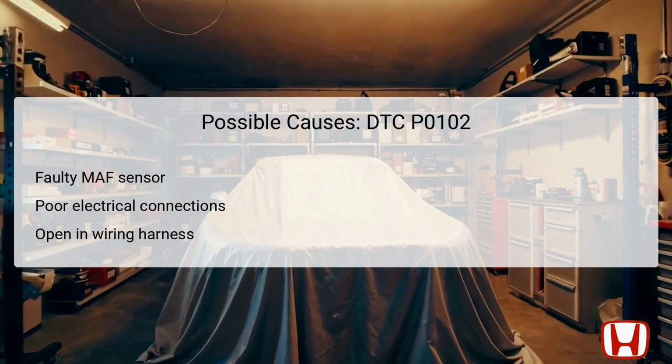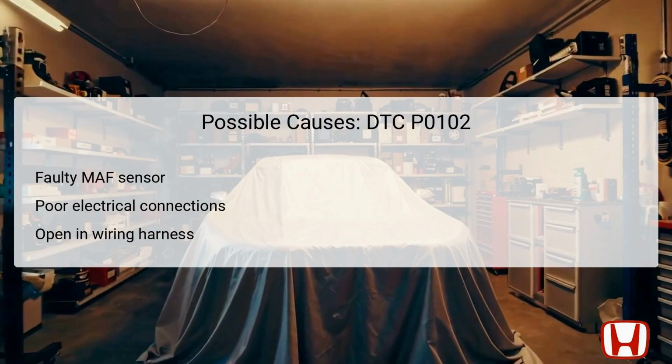When addressing DTC P0102, several factors might be contributing to the low voltage condition reported by the MAF sensor. A faulty MAF sensor is the most common cause, where the sensor may become damaged or internally shorted, leading to improper readings. In addition to a defective sensor, poor electrical connections can also create issues. Corroded or loose connectors at the MAF sensor or the Intake Air Temperature (IAT) sensor might interfere with voltage readings.